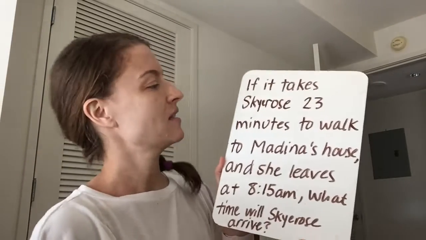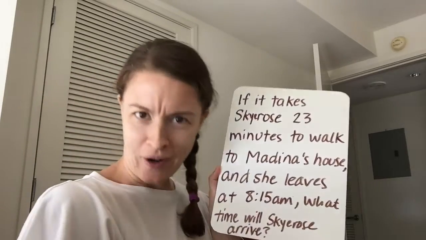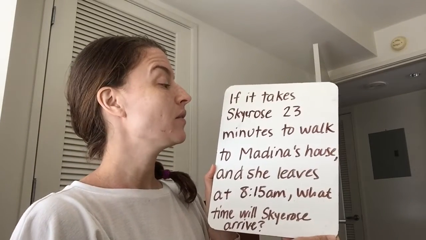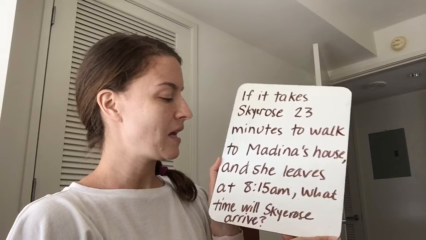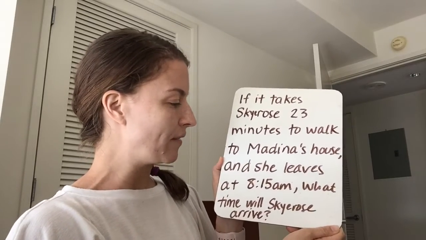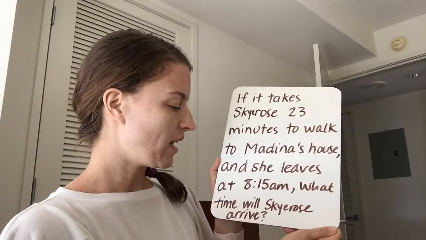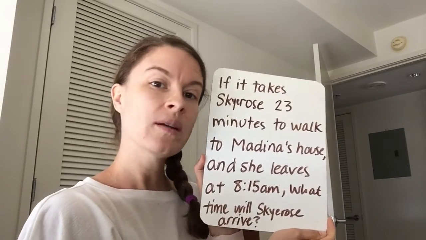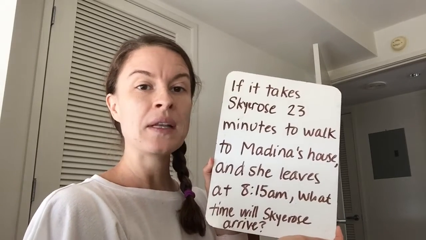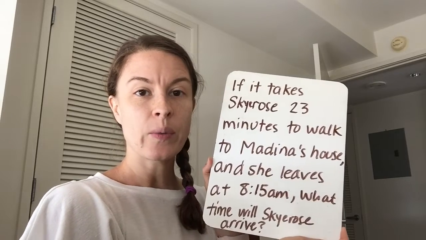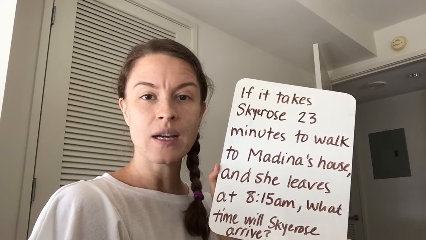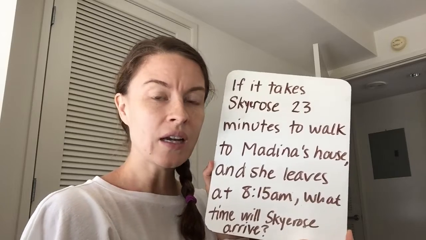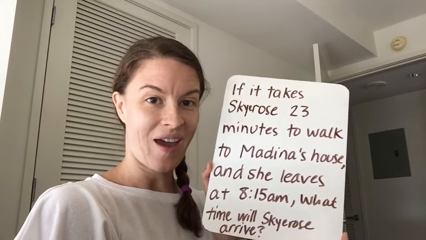If it takes Sky Rose 23 minutes to walk to Medina's house and she leaves at 8:15 a.m., what time will Sky Rose arrive? Okay, so we know what time she starts. We know how many minutes it takes her. So we're going to be adding on from our start time of 8:15. Pause the video and press play when you've solved, okay?